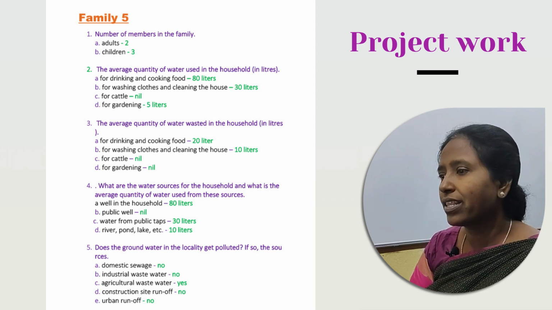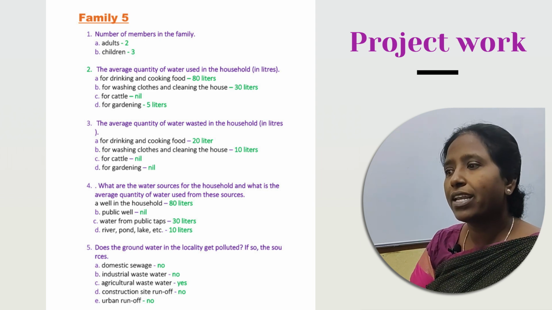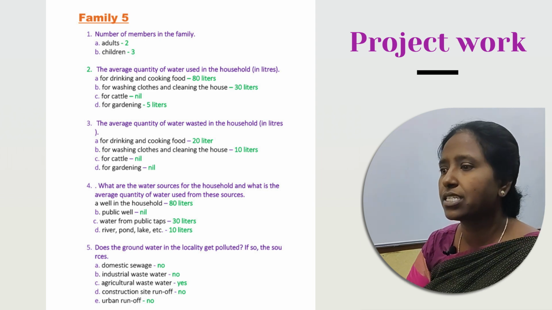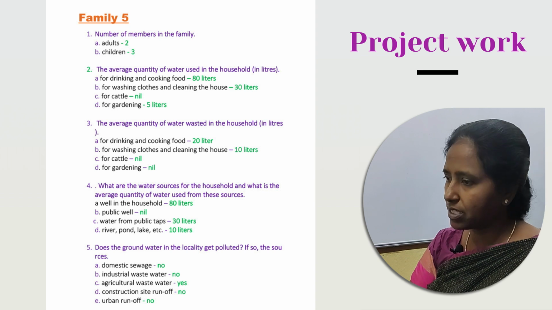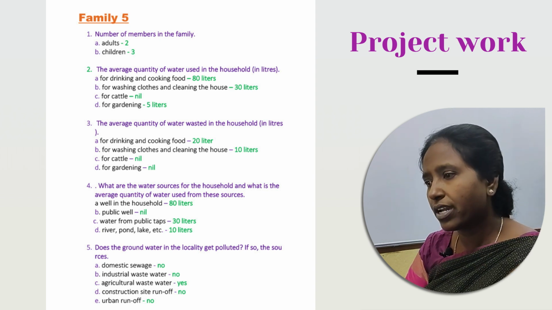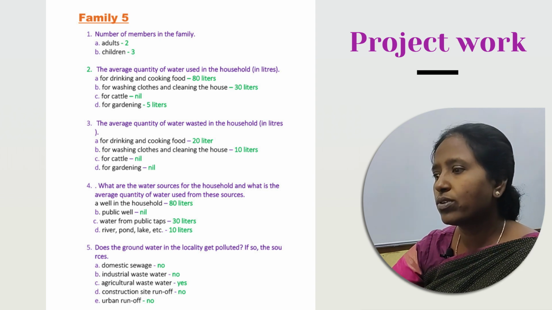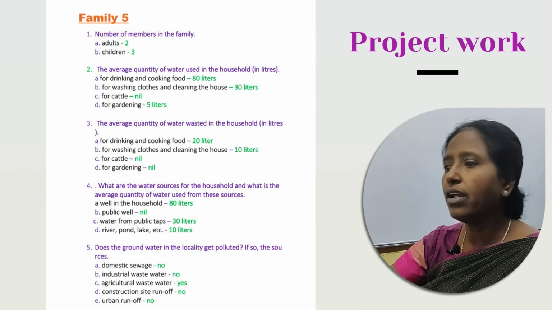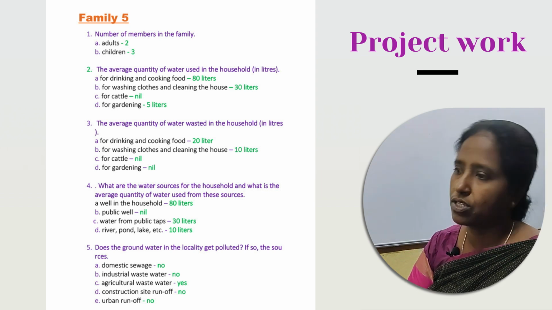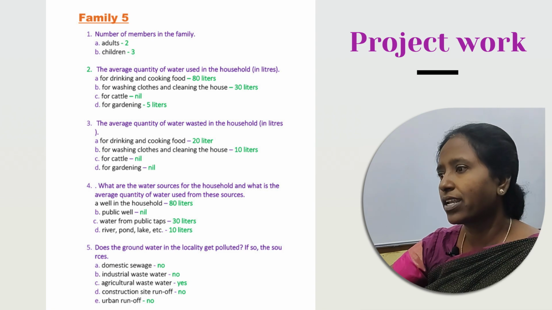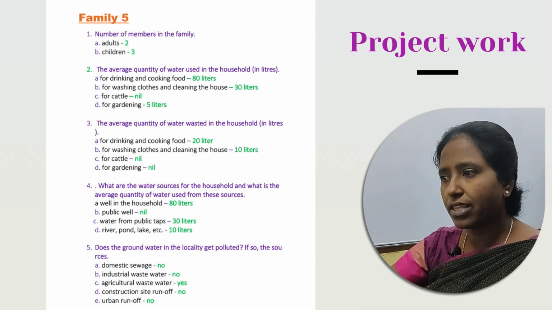So here where are they getting the water from? The well in the household, 80 liters. Then water from public taps, 30 liters. River, pond and lake, 10 liters. Here how is the groundwater polluted? From the agricultural wastewater. So this way you have to get the information and write it in that way.